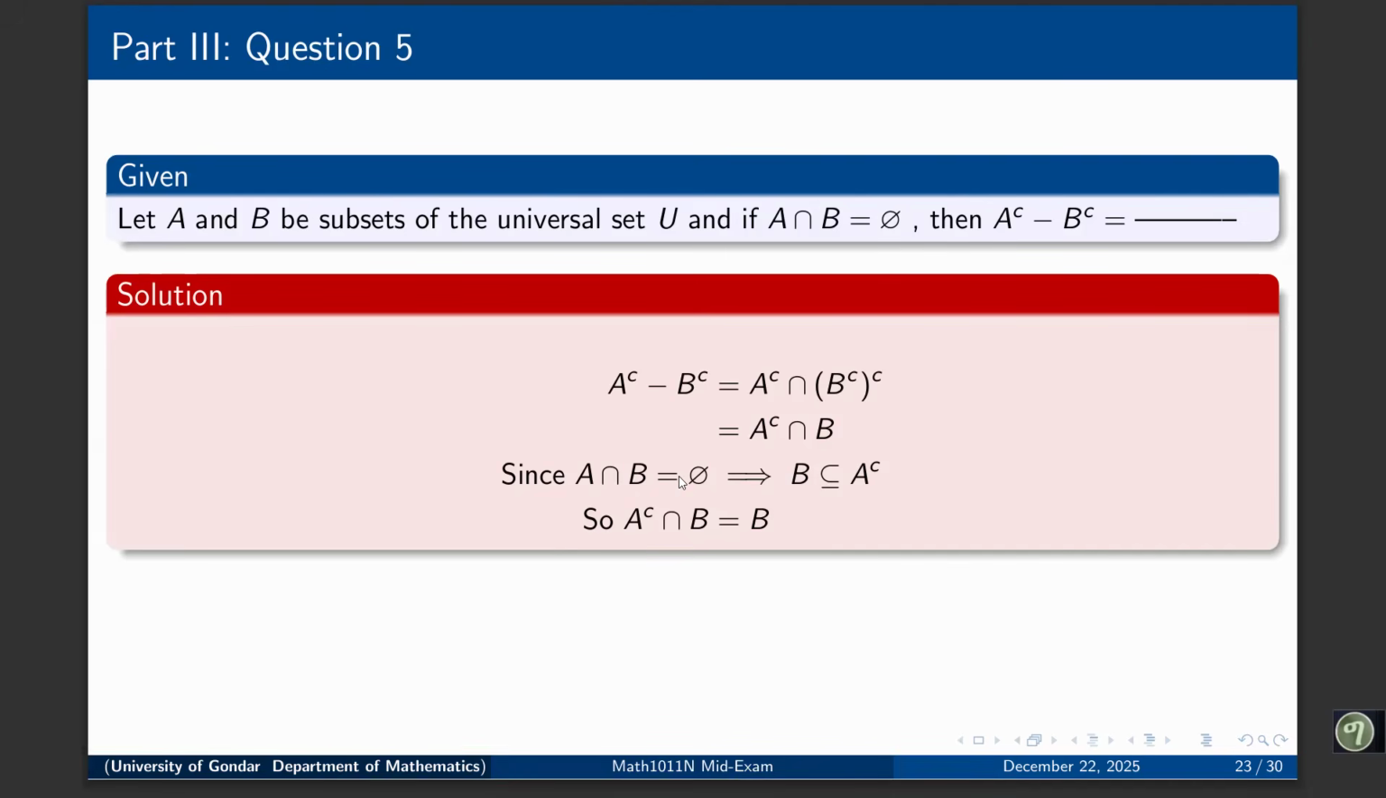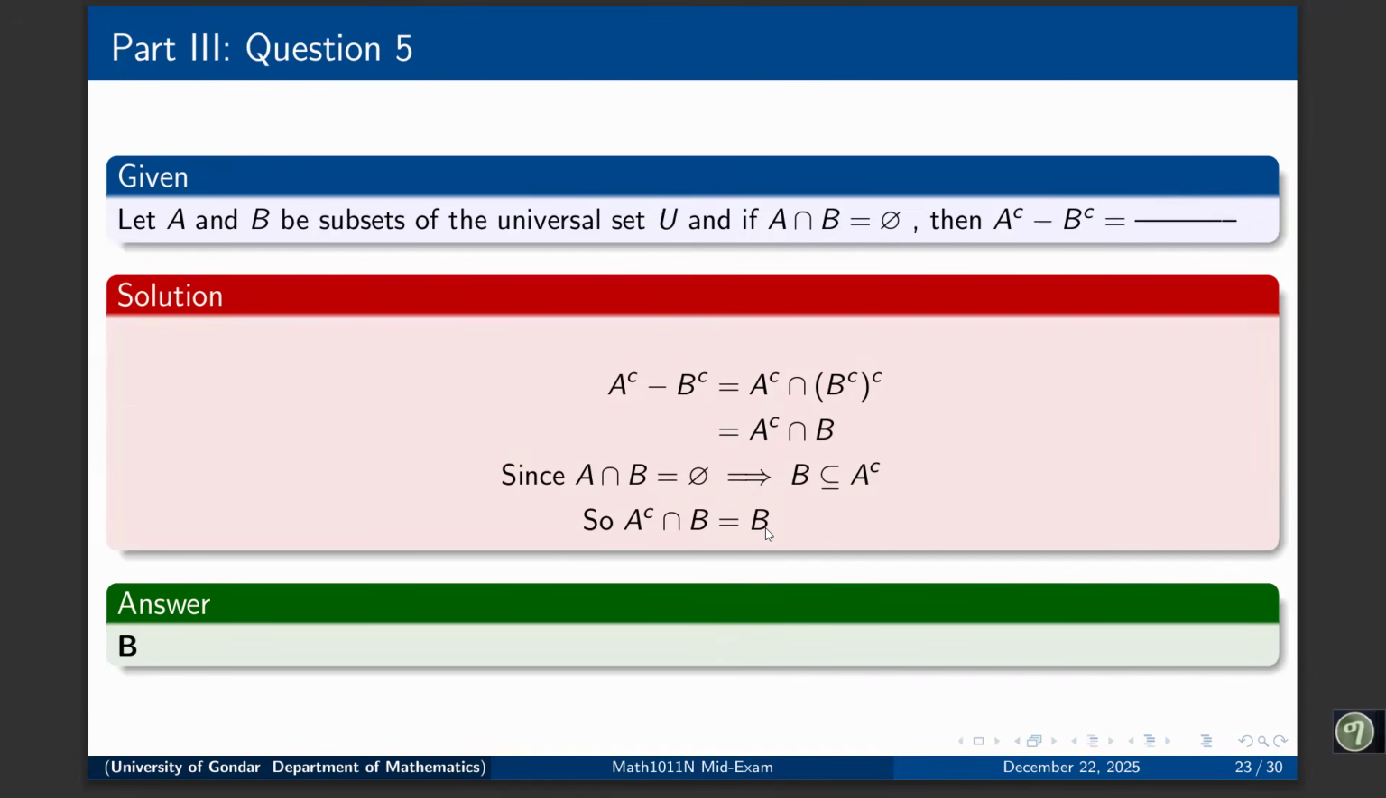Since the two sets are disjoint, that is A intersection B is equal to the empty set, this implies that B is a subset of A complement, because they are disjoint. So A complement intersection B is B, because B is a subset of A complement. Therefore, the intersection of these two, which is A complement minus B complement, is B. Therefore, the answer for this is B.